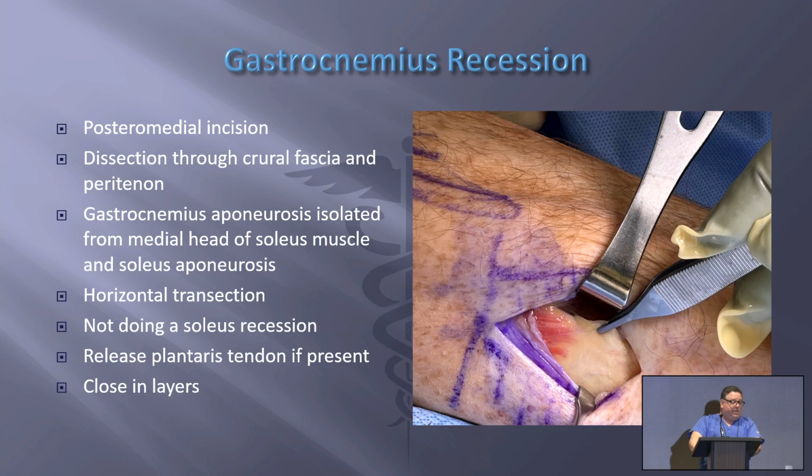So gastrocnemius recession, small incision, posterior medial. You can see that the crural fascia, subcutaneous tissue, and skin have been retracted. We've identified the gastrocnemius aponeurosis. We can see the distal end of the medial head of the gastrocnemius muscle. We're doing a horizontal transection of that gastrocnemius aponeurosis.